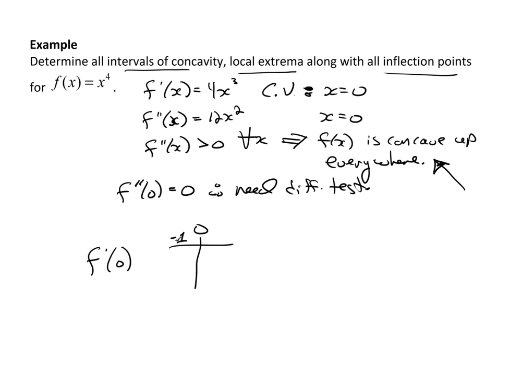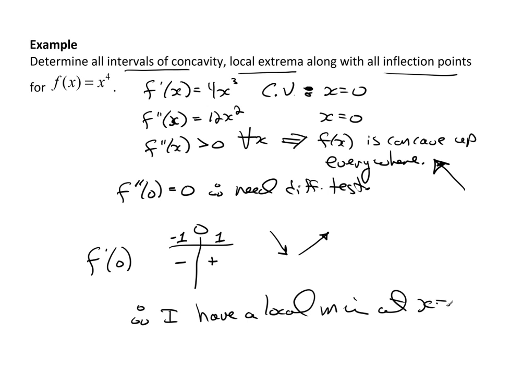So if I look at -1, if I go to the first derivative, f prime of -1 is in fact negative. And then if I look at +1, f prime of +1 is in fact positive. So my first derivative is going from negative to positive. Therefore, I have a local min at x equals 0.